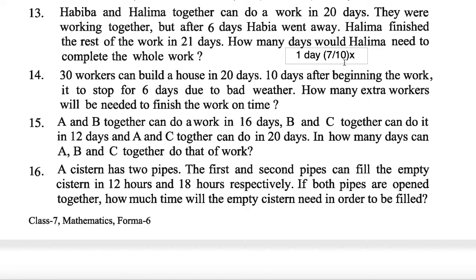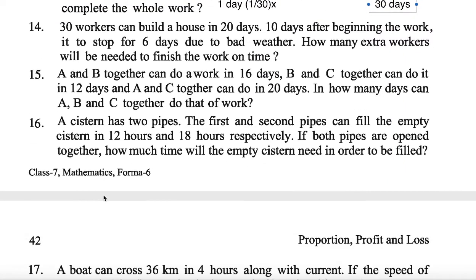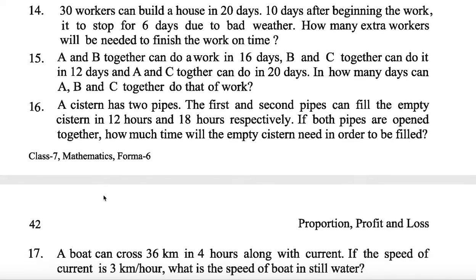One day she will complete 7 by 10 into 1 by 21. Okay, so this is 1 by 30. 1 by 30x she will complete in one day. So she might be needing 30 days to complete the whole work. We are talking about Halima, right? So she needs to do the X part of the work. So she might need 30 days to finish off the whole work if she works alone. Okay, that is the problem, right?